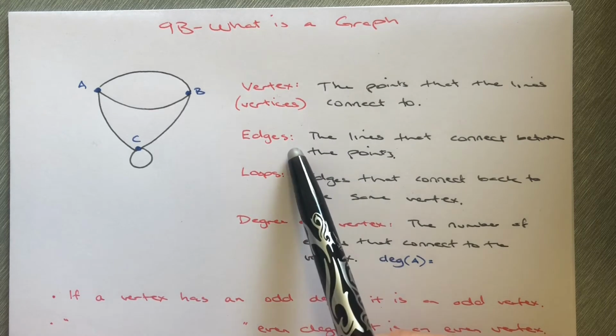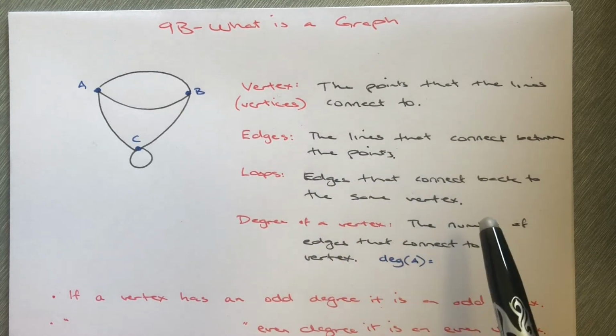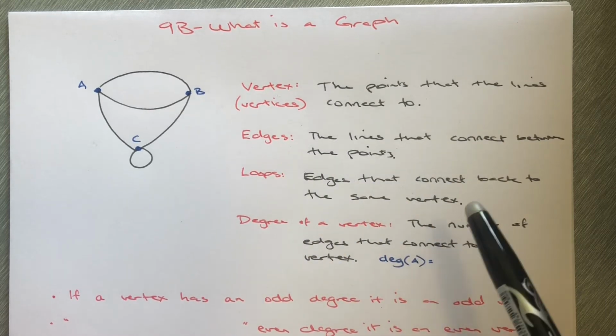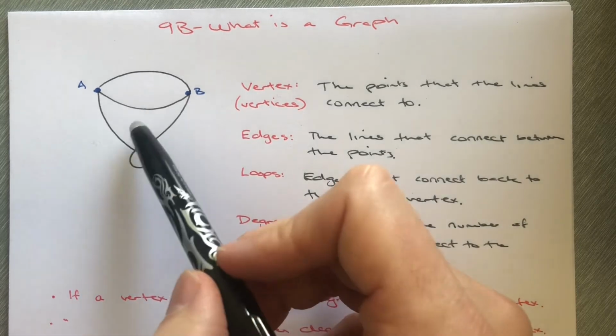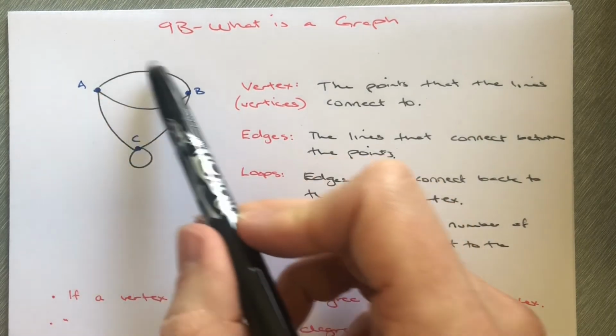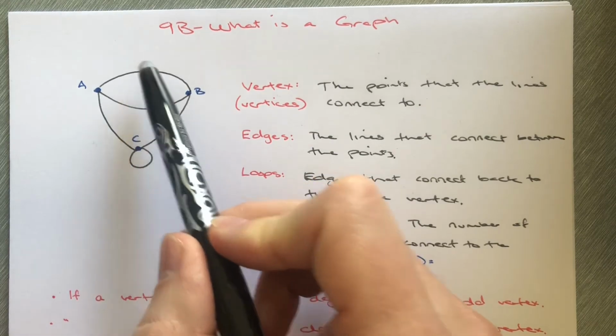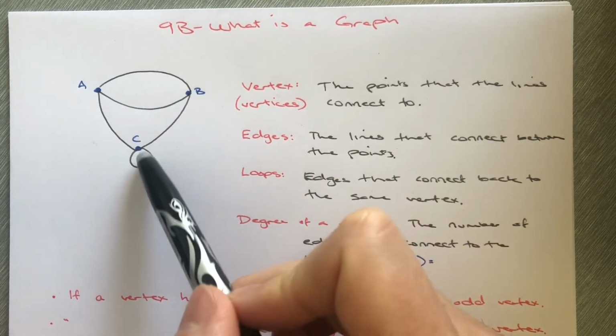The next thing is edges. Now edges, as it says here, are the lines that connect between the points, or between the vertexes. So each of these lines, you can call that an edge. Okay, so that's an edge, that's an edge, that's an edge, that's an edge. This is a little bit different. We'll talk about that soon.